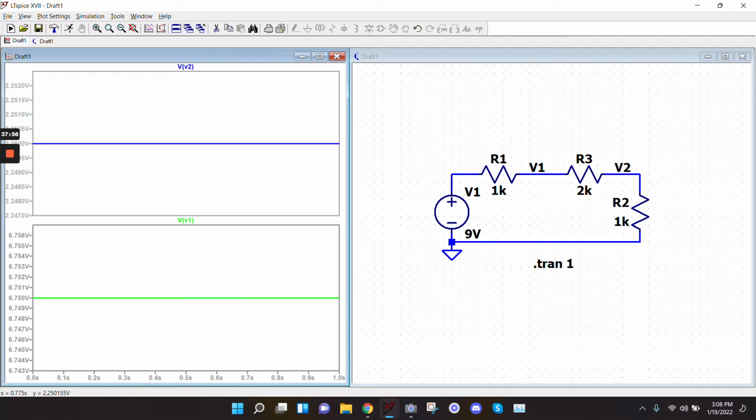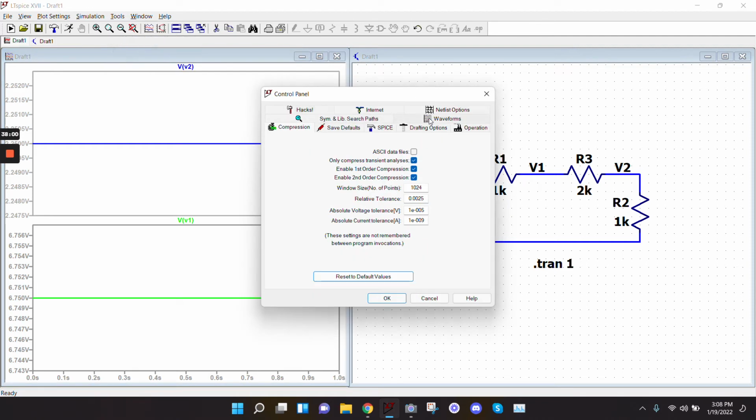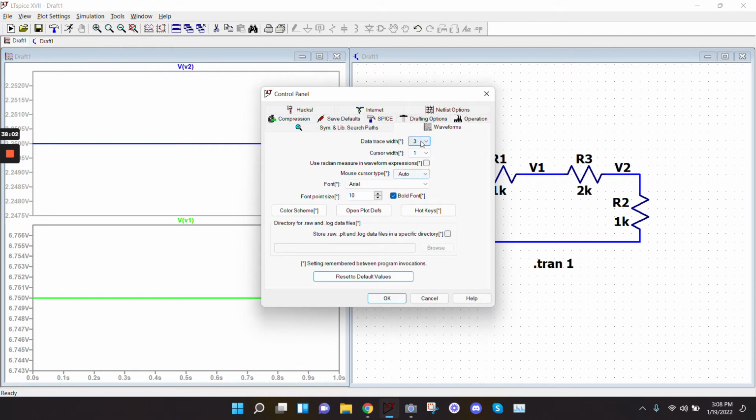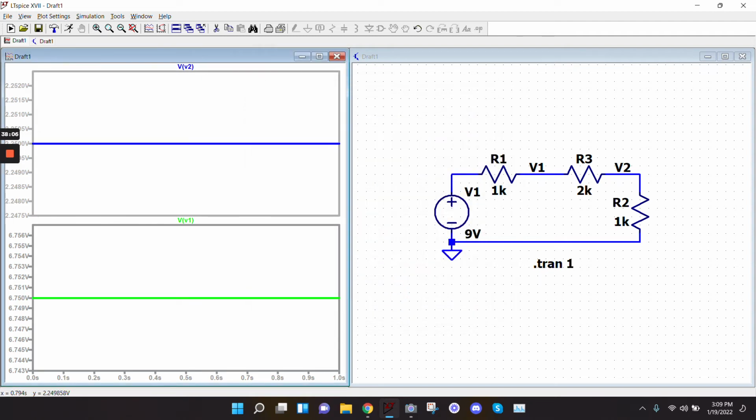That'll be better for printing. So yeah, there you go. So what we do: tools, control panel, waveforms, and then the trace width. So yeah, you can make it as thick as you want. Whatever you want to do. Same thing over here. I made mine thicker.